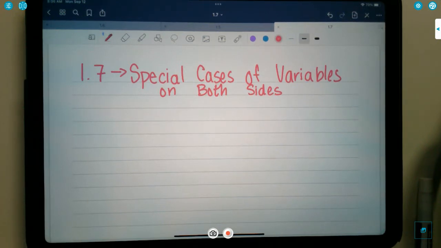But basically, we know what to do when there's variables on both sides, but then there's something funky that happens. But the funky thing that happens actually ends up being way less work for you guys. So it actually ends up benefiting you. You just have to know what to do with it.